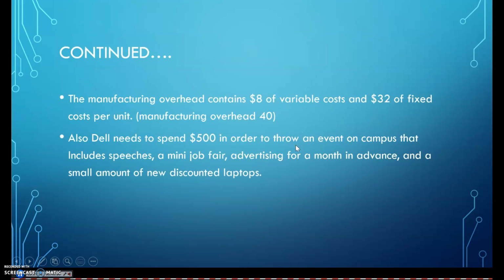And to continue, more information on the subject. The manufacturing overhead contains $8 of variable costs and $32 of fixed costs per unit. So that's where you get the manufacturing overhead of $40 from. It's basically the variable costs plus the fixed costs.